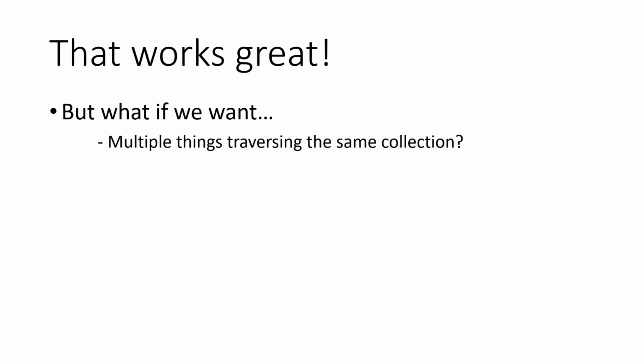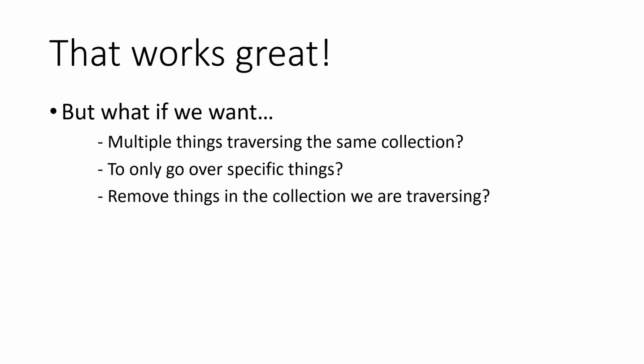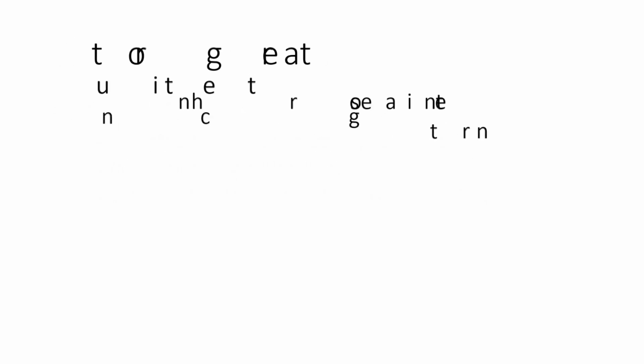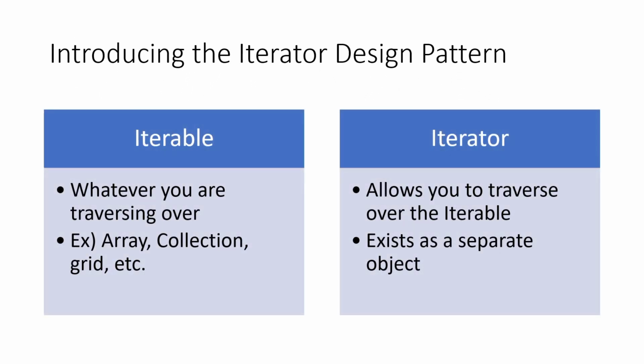to consider. For example, what if you want to have multiple things traversing over the same array? Or if you want to go over only specific things, such as only traversing over odd numbers? Or what if you want to remove items from the collection that you're currently traversing? Those are all limitations that the Iterator Design Pattern addresses and solves.